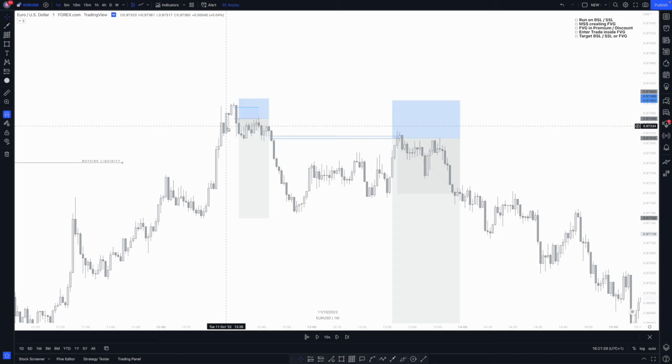If you do class these as a low, what I've noticed is a lot of people, when they are using change of character or CHoCH, whatever you want to call it, will use the inside bar, and if the inside bar is broken, that will then be classed as a valid change of character.